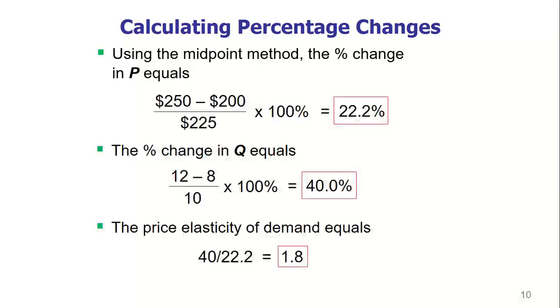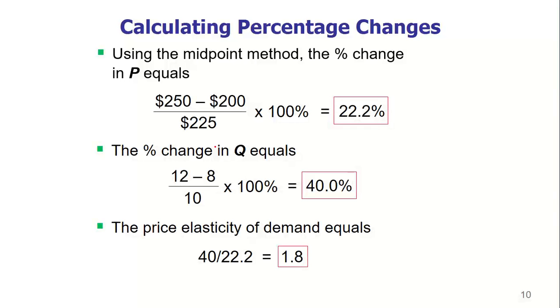Now calculating percentage changes using the midpoint method, the percentage change of price equals 250 minus the start value, that is 200, and then divide by the midpoint, that is 225, multiply by 100%. Then we get 22.2%. So that is the percentage change in price. This is just for percentage change. This is not the elasticity calculation yet.